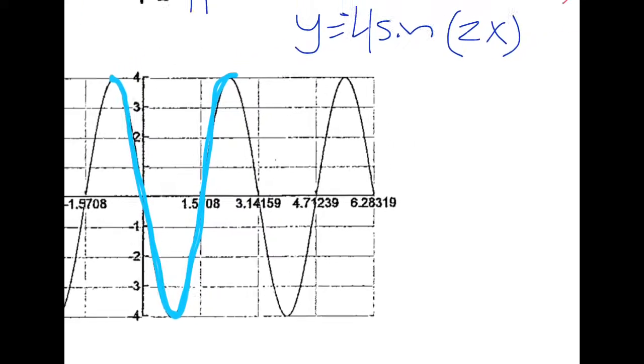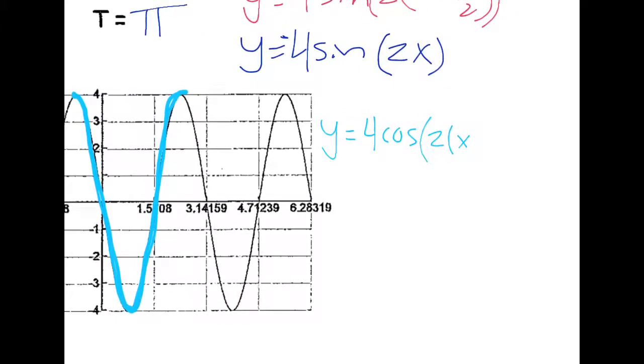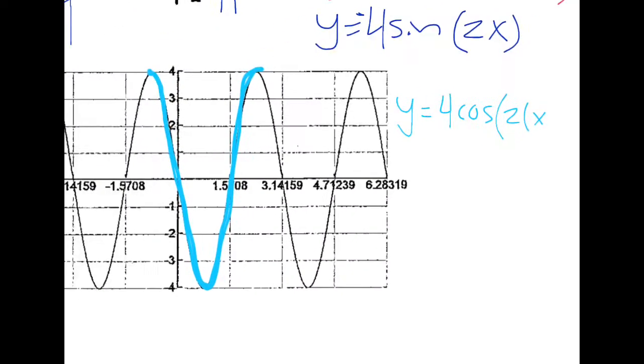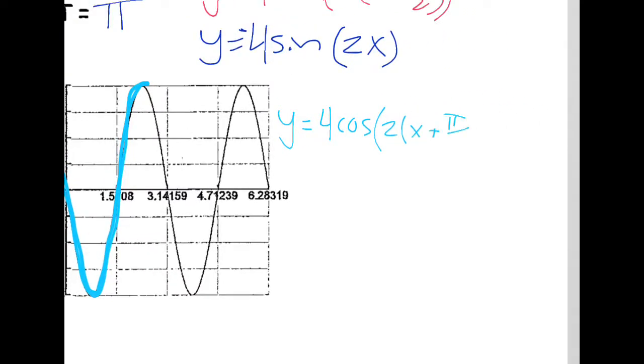Well, how do we write that equation? It's going to be positive. I do say "well" a lot. It's going to be positive because it's starting at its maximum, so it's going to be 4 cosine. It's still going to have that 2 in front of the x because it still has the same period. And then what about that phase shift? Well, it's shifted to the left a quarter of pi. So we need to add pi over 4 to it, and there's a cosine graph.